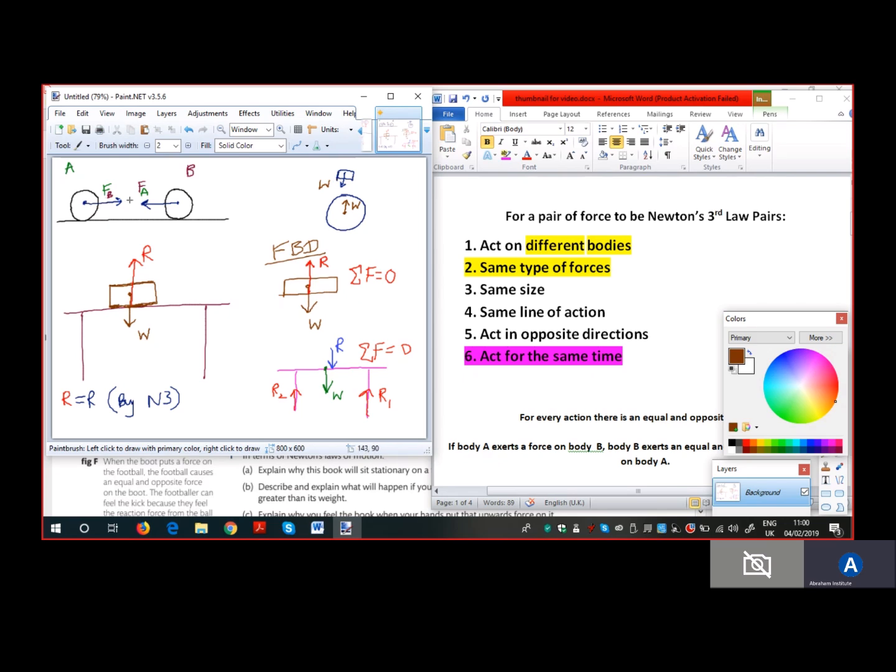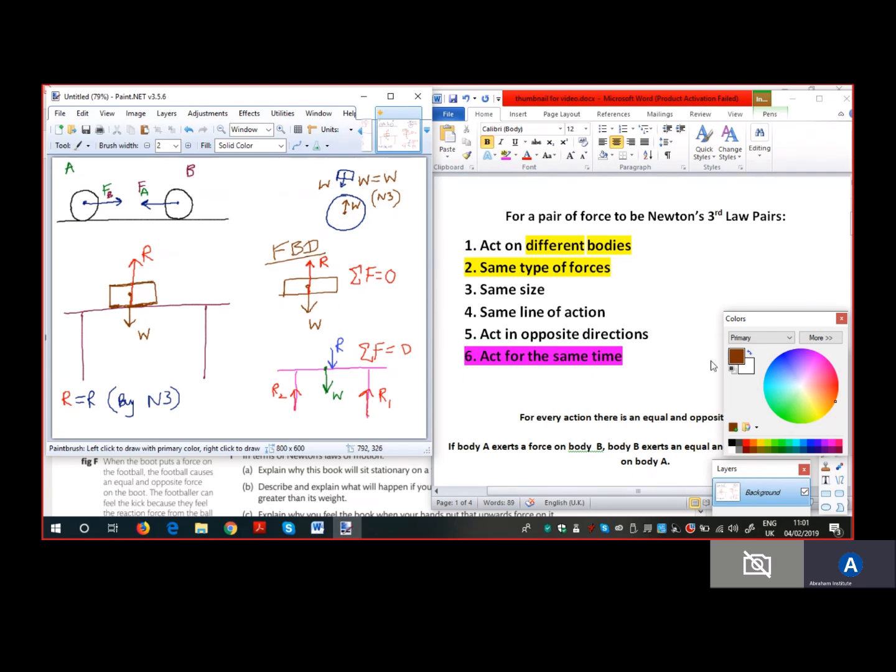Same thing here also. If you have any two objects that have mass, they will exert gravitational forces on each other. So we can say W equals W by Newton's third law. The weight force exerted by the earth on the book is equal to the weight force exerted by the book on the earth. That is the Newton's third law pair, N3. But you can't say R is equal to W by Newton's third law. R is equal to W by Newton's first law.